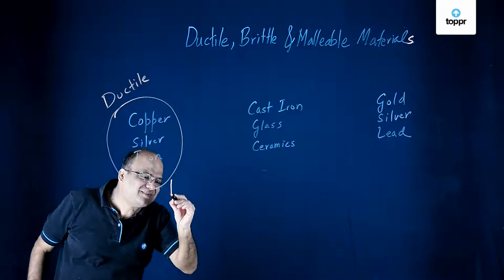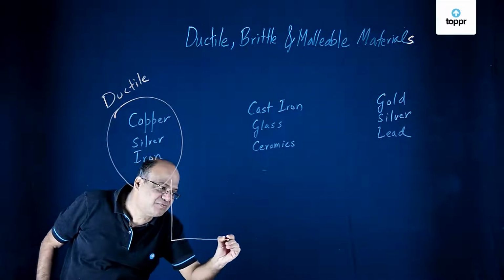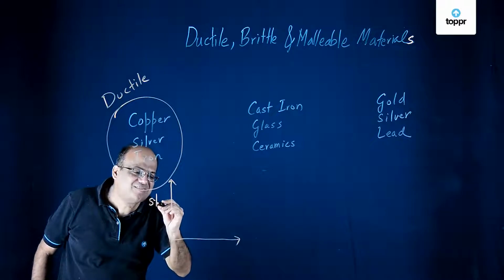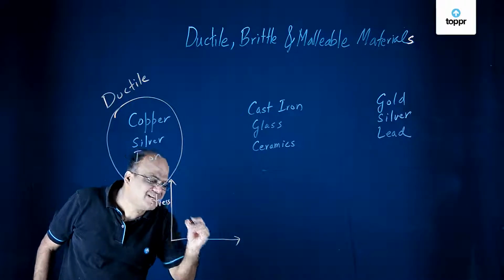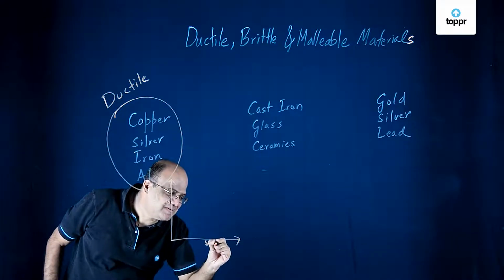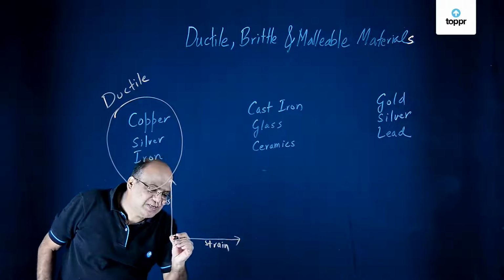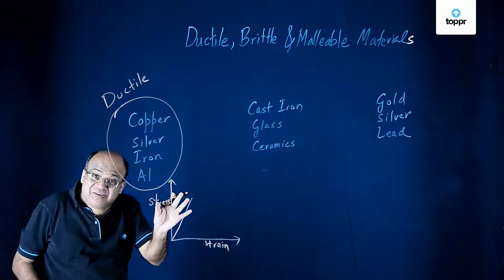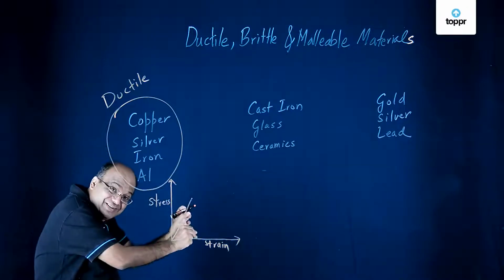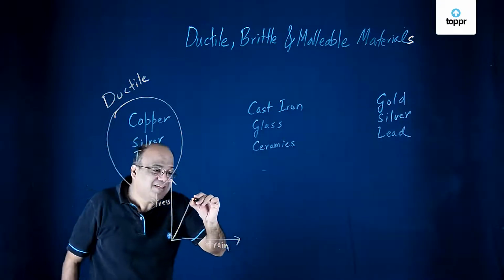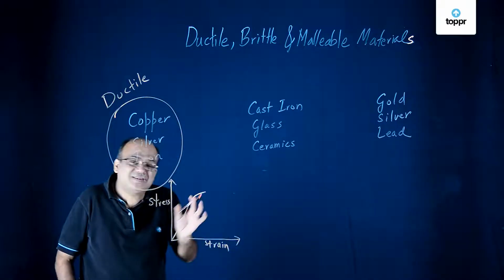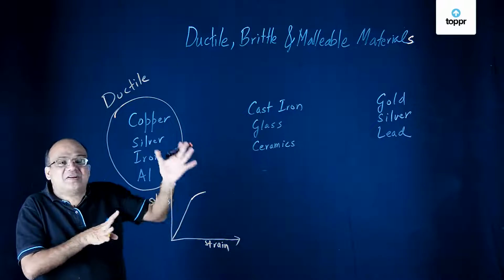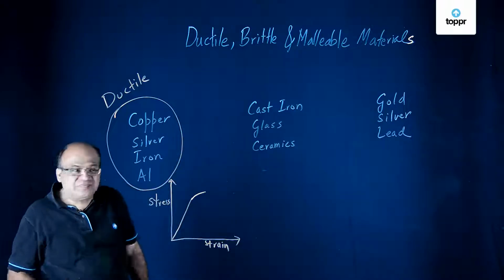If you look at the stress-strain graph for ductile materials, this is stress, this is strain. Initially, up to the proportional limit, stress will be proportional to strain. Then, up to the elastic limit, if we remove the deforming force, the material will come back to its original length.